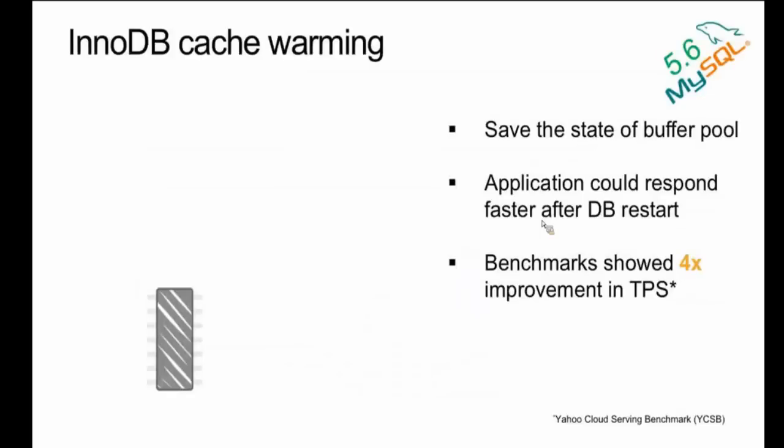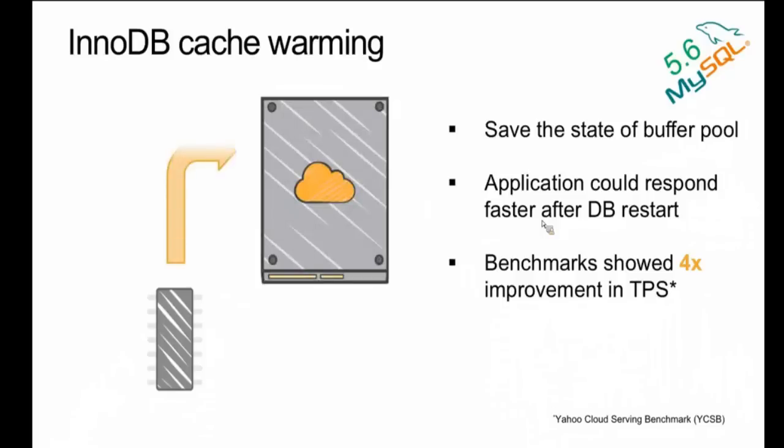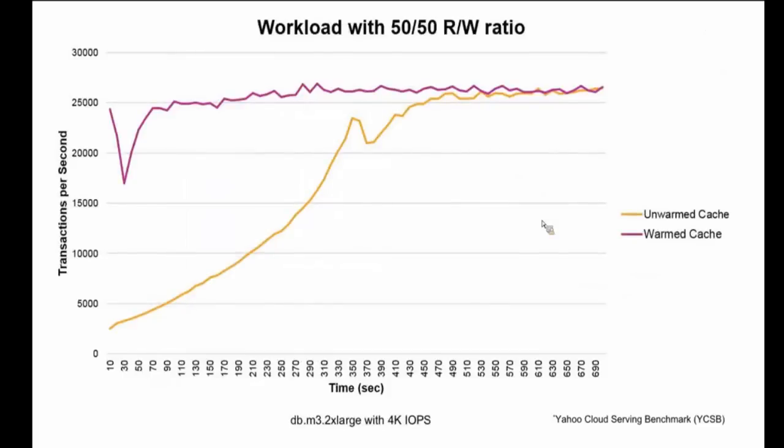So as I mentioned earlier, there's a new feature with InnoDB called cache warming. This allows you to save the state of the buffer pool, and you can then bring the database back up. Normally, before this feature was available, the cache would be cold and it would have to go to disk to start warming the cache back up, and you'd have some performance hits. And we've shown that using this feature, you can get about a 4x improvement on throughput, just by dumping the buffer pool and then reloading it after the database is started back up again.